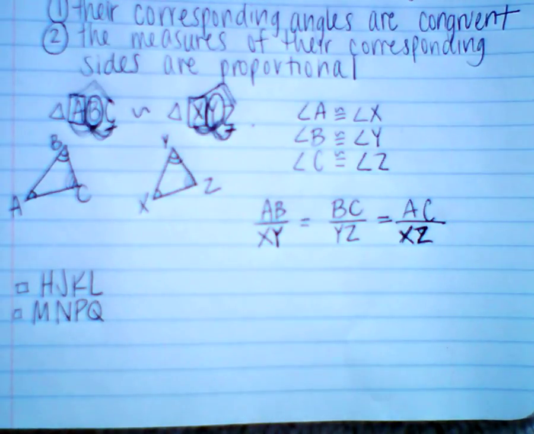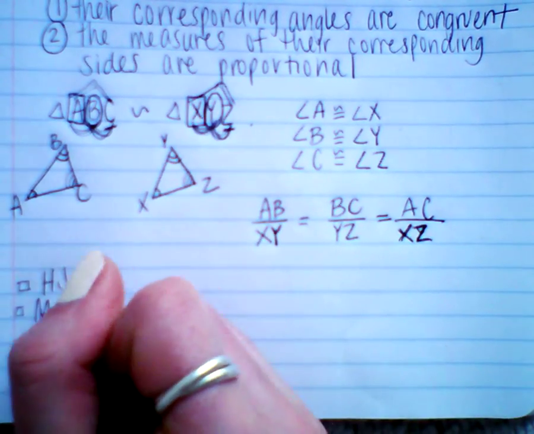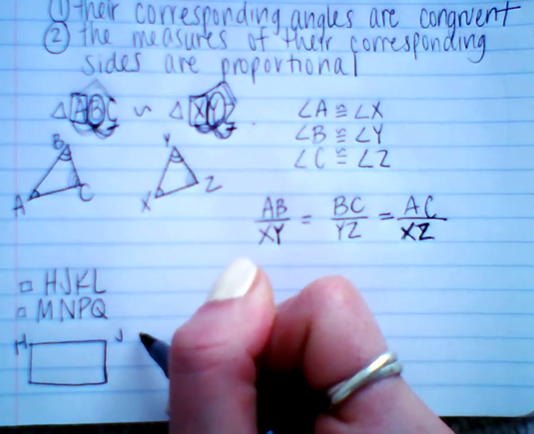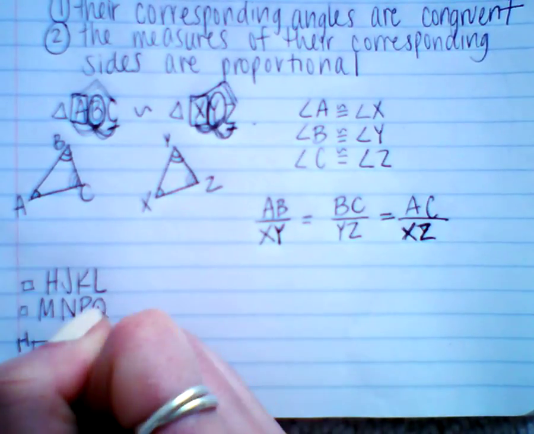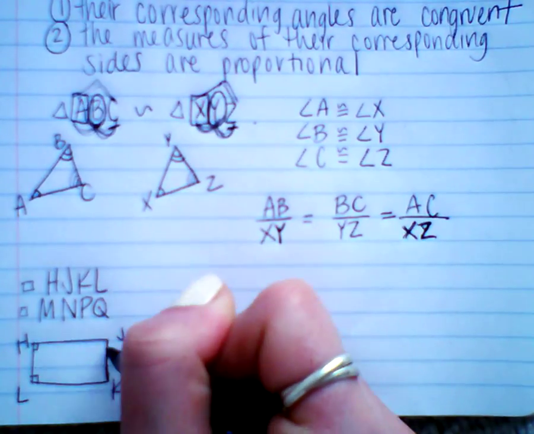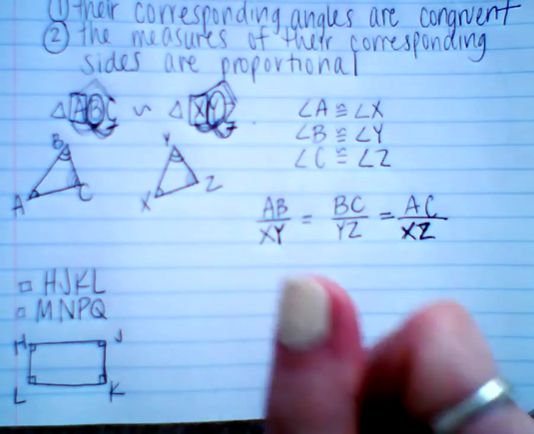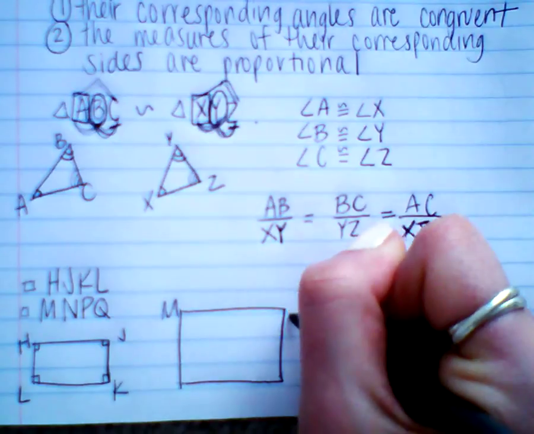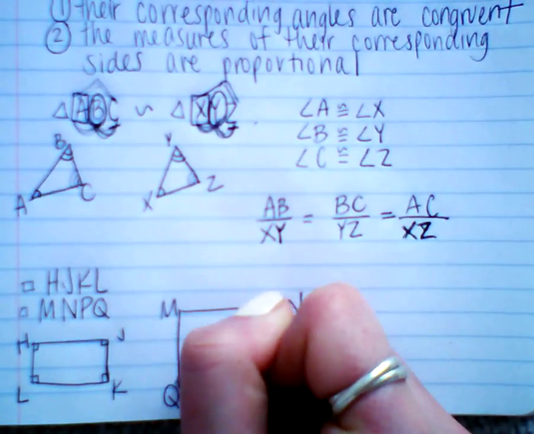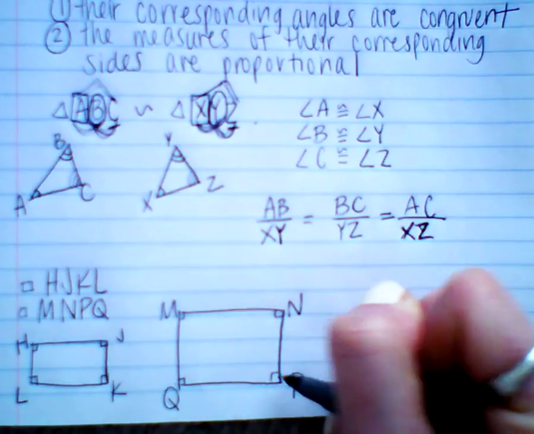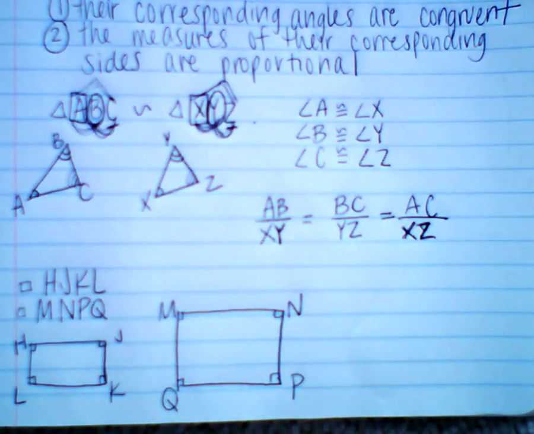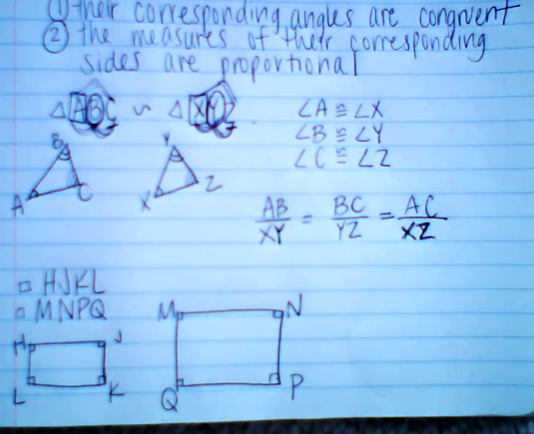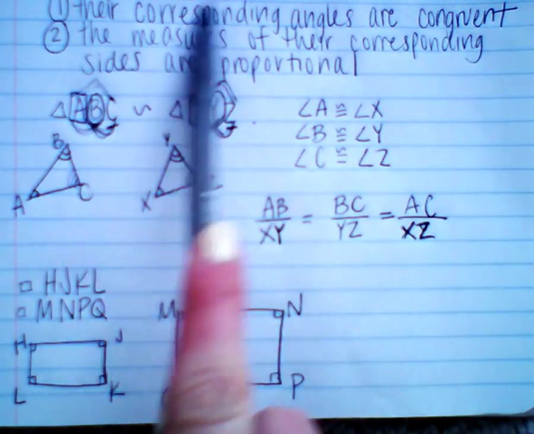Okay, so I'm going to draw a rectangle HJKL, and I know that rectangles have right corners. Remember that. And let's draw rectangle MNPQ. Again, it's a rectangle. I know it has right corners. So we can just tell, not that we would ever just look at them and determine, but these are different sizes, so I know they're not congruent. But again, I'm trying to figure out if they're similar, if they meet this criteria.